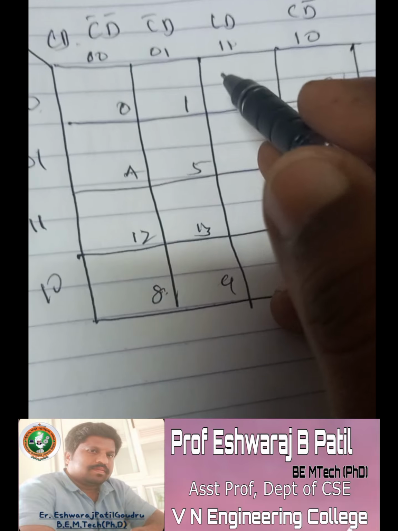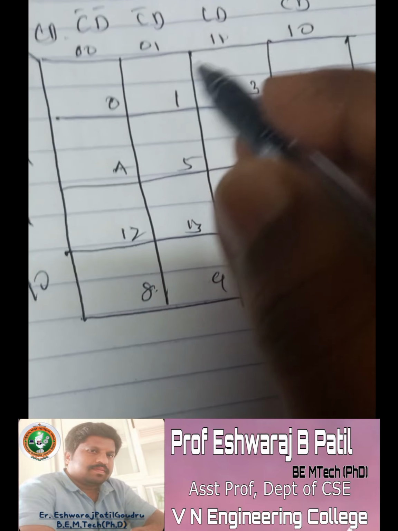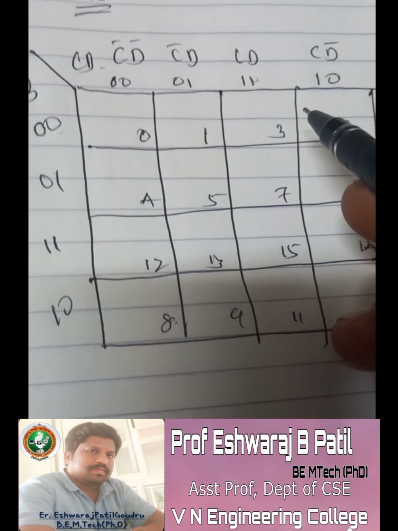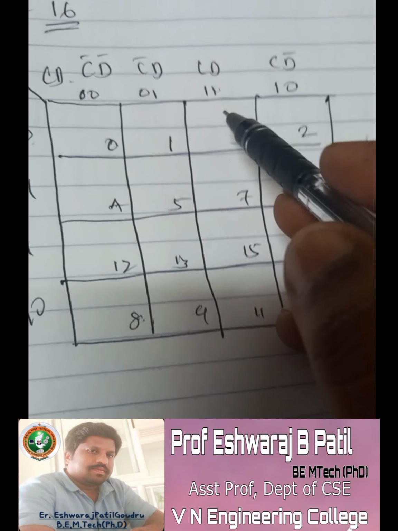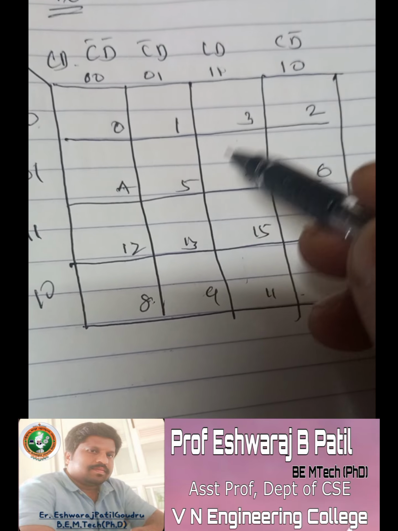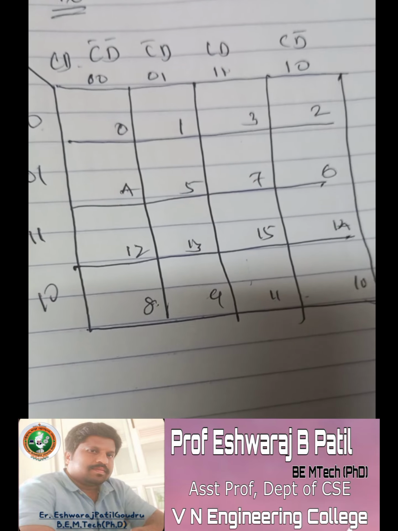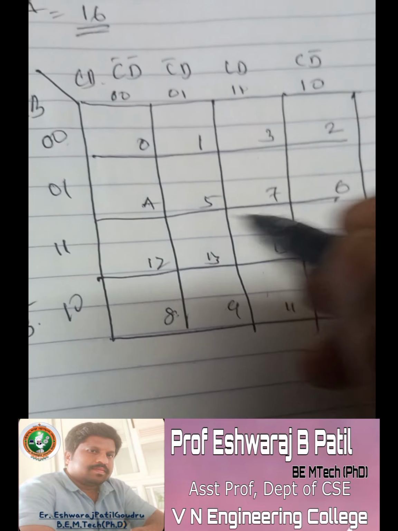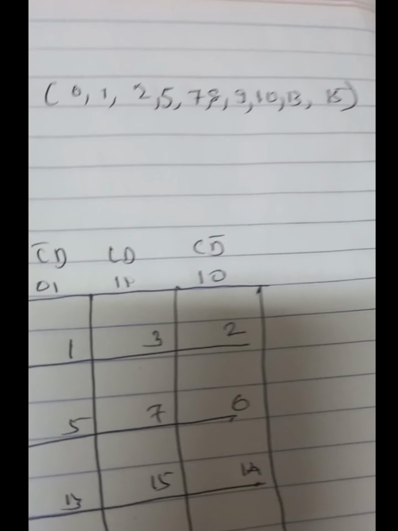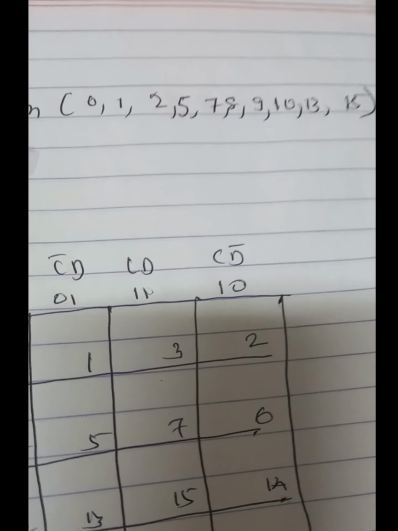That is the indexing of the cells. Next we will put all the numbers which are given as the minterms here, in the cells which have these indices.